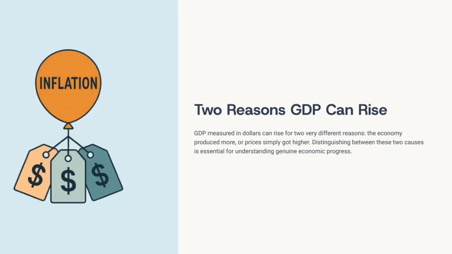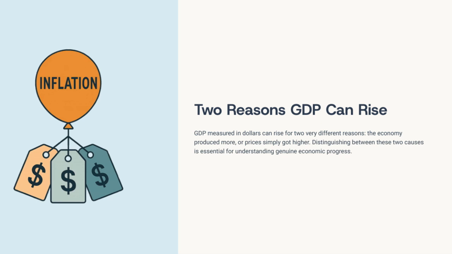GDP measured in dollars can go up for two very different reasons. First, it could be because the economy actually produced more goods and services. In other words, there's more real economic activity taking place. Second, it could be because prices simply got higher, which we call inflation. This means that even if the amount of goods and services stayed the same, their prices increased, making the total GDP in dollar terms look like it's rising.